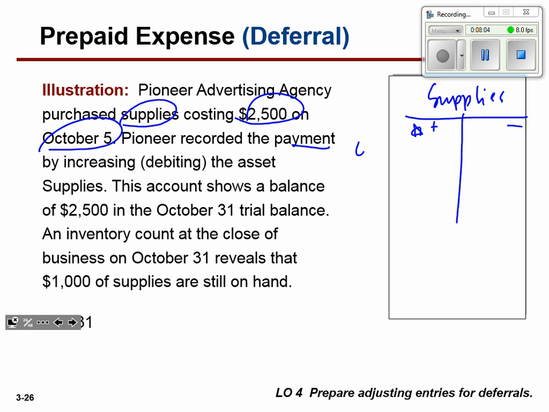On October 5th, running out of space here. On October 5th, we bought $2,500 worth of them. That's what's sitting there in our balance sheet. If we didn't adjust, assets would be overstated because we are about to use some. The account shows a balance of $2,500 on the trial balance, because remember, trial balance is we journalize in the general ledger.